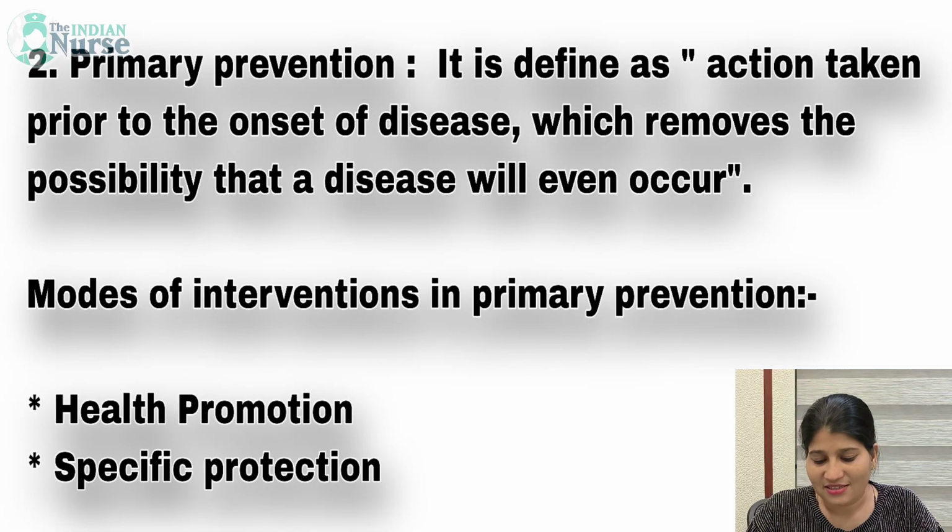The second one is primary prevention. First, primordial prevention is over. The second one is primary prevention. It is defined as action taken prior to the onset of disease, which removes the possibility that a disease will even occur. So they are telling us it is defined as action taken prior to the onset of disease, which removes the possibility that the disease will even occur.